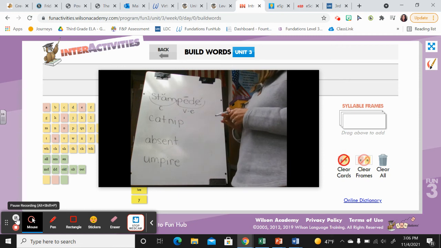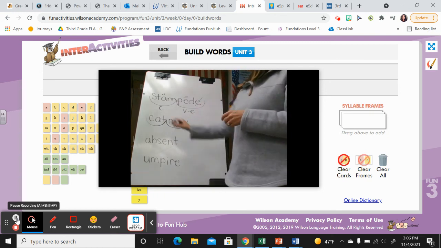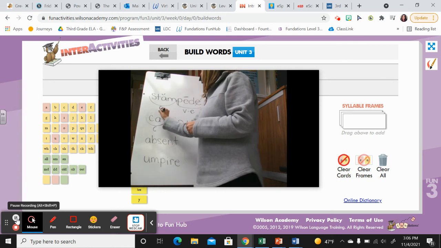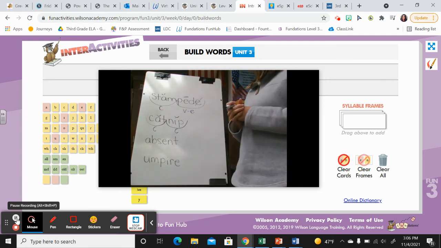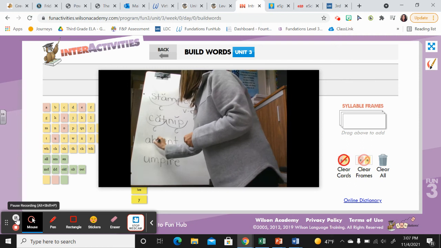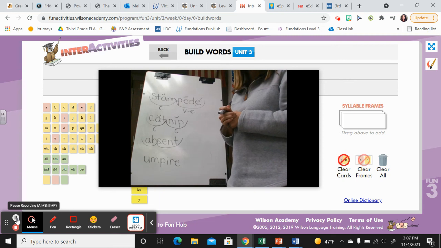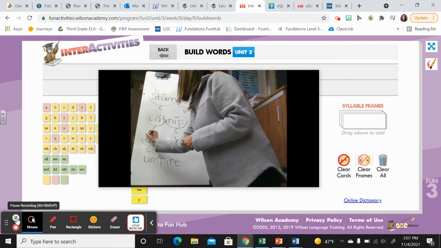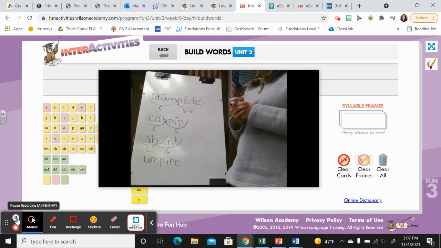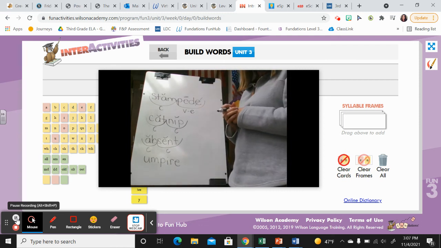All right, let's go down here to catnip. What are my syllables? Cat and nip. Both syllables are what kind this time? They're both closed. So our vowels are short. We need the breve. How about absent? Where are my syllables? Right between these 2 consonants. Ab-sent. What kind of syllable type? Closed for ab, and right, closed as well for sent. Absent. Last one, umpire. How am I breaking that word apart?